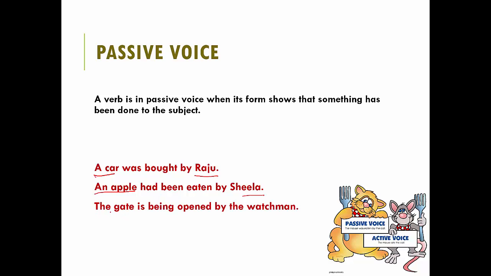The gate is being opened by the watchman. The gate is the subject of the sentence and here the watchman is the object of the sentence. The gate is not doing anything. It's the watchman who is actually opening the gate.